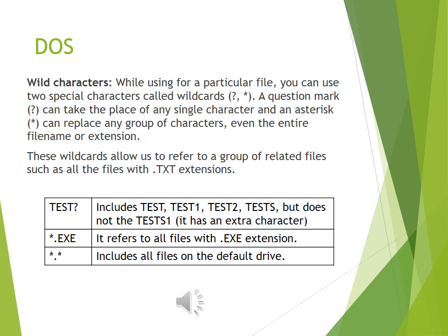What are the wildcard characters? While searching for a particular file, you can use two special characters which are called wildcards. A question mark and an asterisk. A question mark can take the place of any single character and an asterisk can replace any group of characters, even the entire file name or an extension. These wildcards allow us to refer to a group of related files such as all files with .txt extensions.